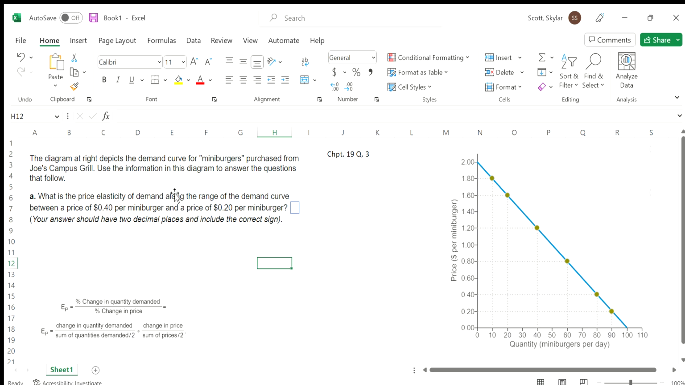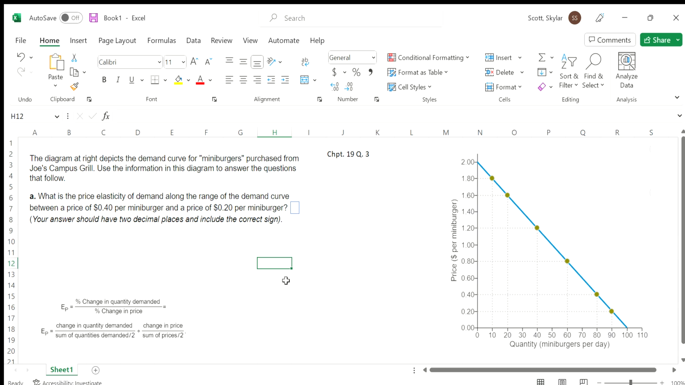The diagram at right depicts the demand curve for mini burgers purchased from Joe's Campus Grill. Use the information in this diagram to answer the questions that follow. What is the price elasticity of demand along the range of the demand curve between 40 cents per mini burger to 20 cents per mini burger? Your answer should have 2 decimal places and include the correct sign.